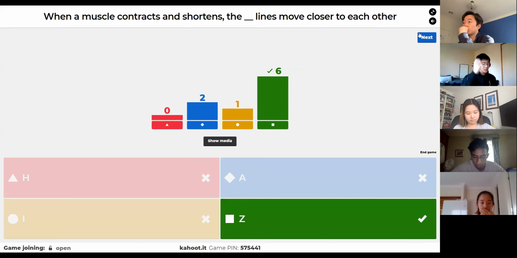So yeah, it's the Z lines, because the Z lines indicate the length of our sarcomere. If our muscle contracts, that means our sarcomeres are getting shorter, so therefore the Z lines are moving closer together. A, H, and I are incorrect because those aren't lines, those are kind of areas of the muscle. So those are different bands.